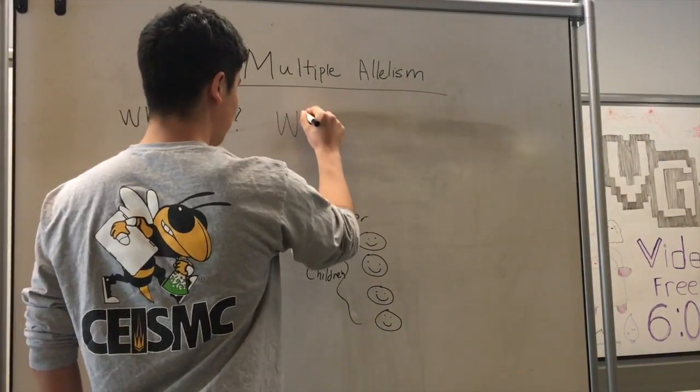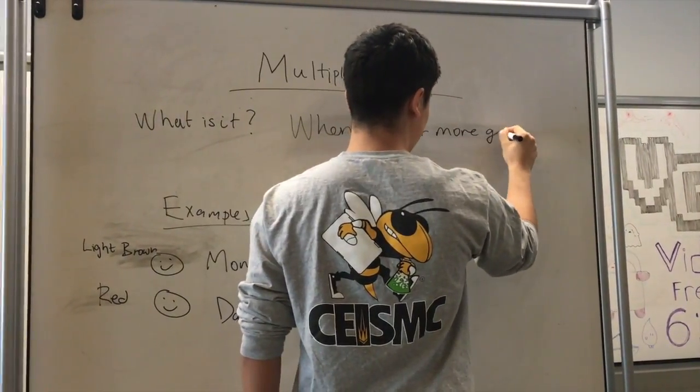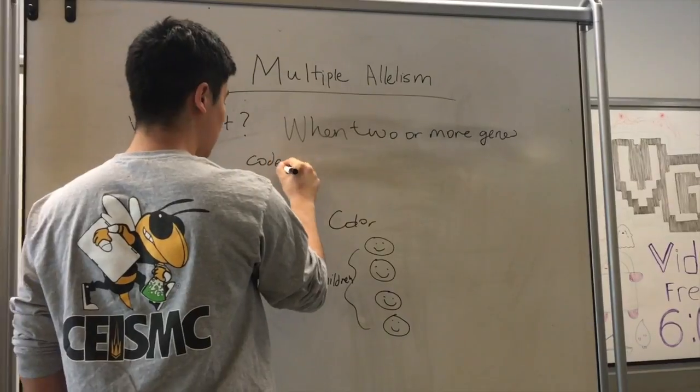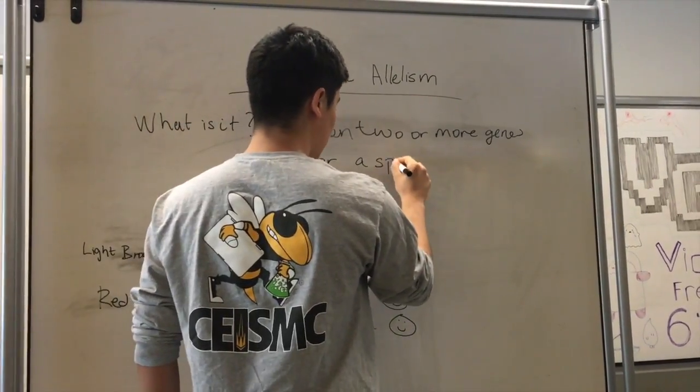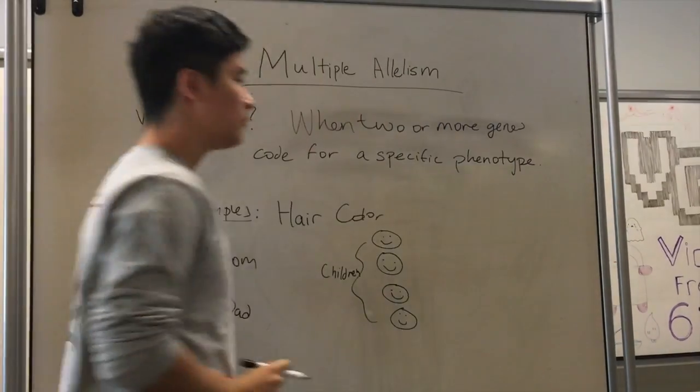Firstly, we will discuss multiple allelism. Multiple allelism is when two or more alleles code for a specific phenotypical trait. The reason it is not Mendelian is that multiple alleles can all contribute to the same phenotypical trait.